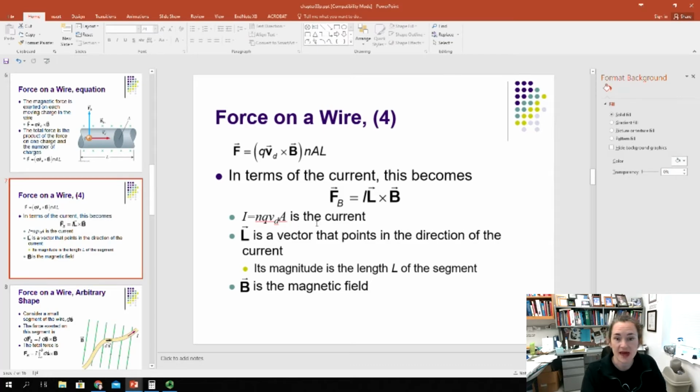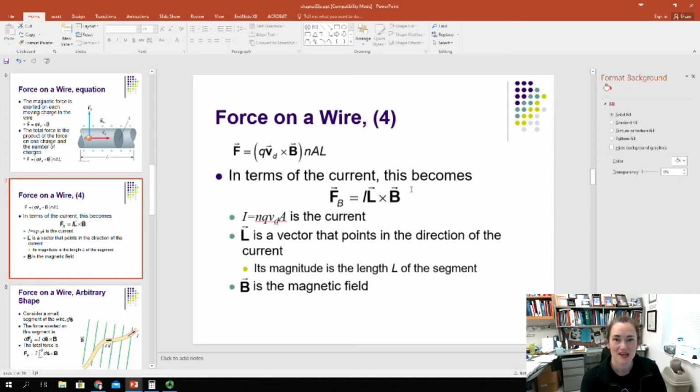And so subbing that in, what we can see is that F is equal to IL cross B. So the little n, the q, the v sub d, and the A get sucked up into our current. That's our definition of our current, leaving L, which is the length of the wire, times the current. And that's where F is equal to IL cross B comes in. So now we don't have to worry about the charge carrier densities or anything like that in our wire. We can just measure the current and the length of the wire and then determine the force that a current carrying wire would experience in some magnetic field B.